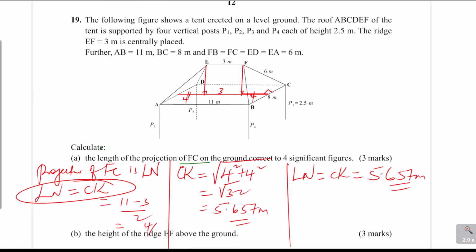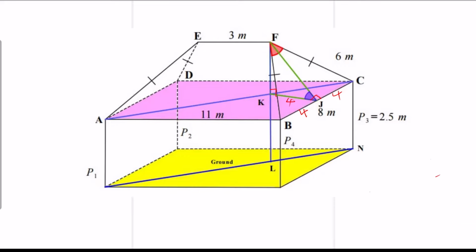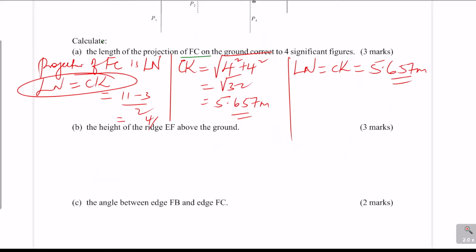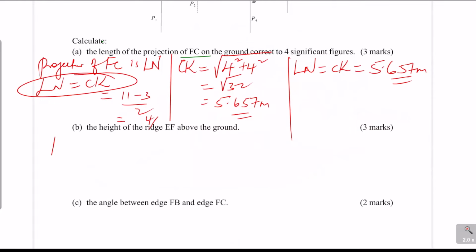So ln is equal to CK, which is 5.657 meters. Now part B: the height of the ridge EF above the ground. That height is FL, the height that we require. EF is here, so above the ground, it is from this point up to that line. So that is FL.